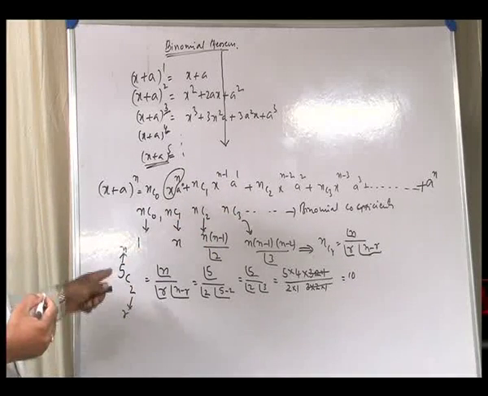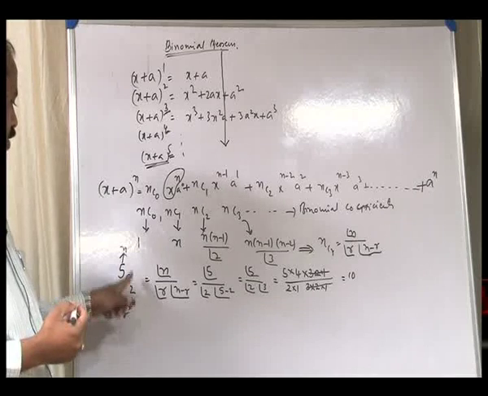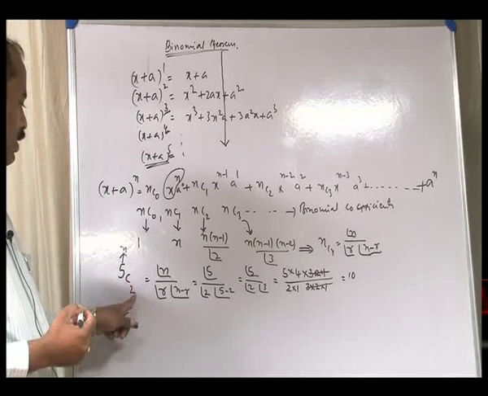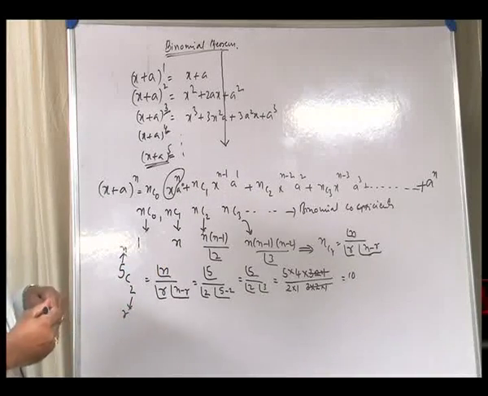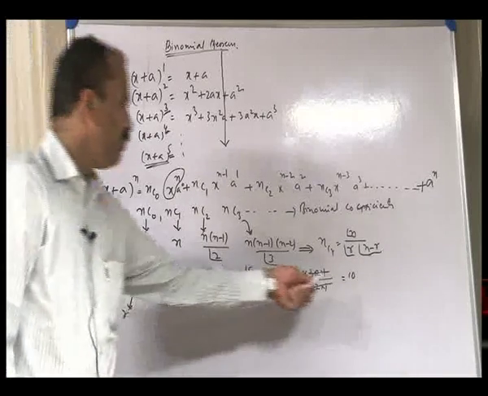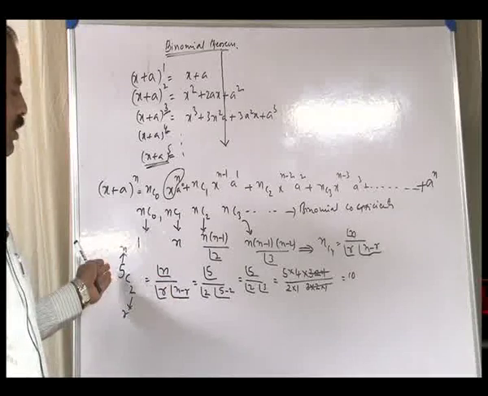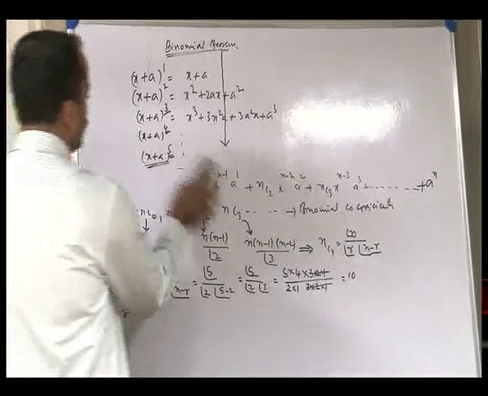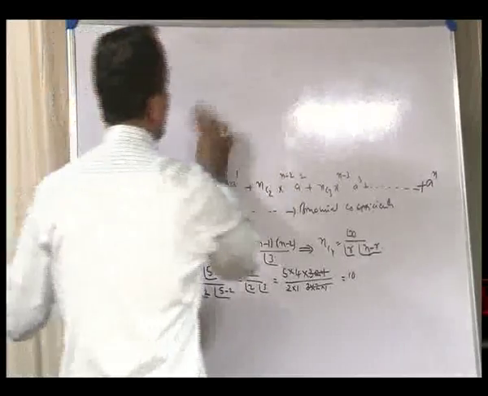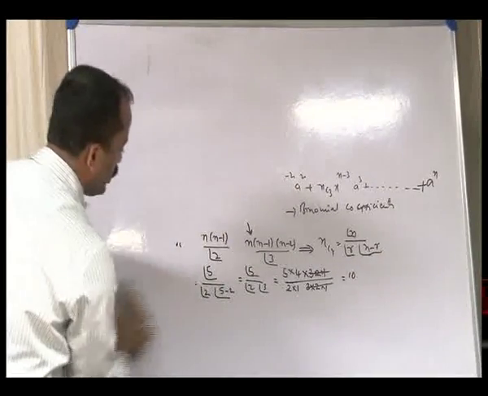So 5 objects combined 2 at a time is called 5C2. Its value is 10. Similarly, we can find the value for different combinations of objects. Let us expand a few problems using the binomial theorem.